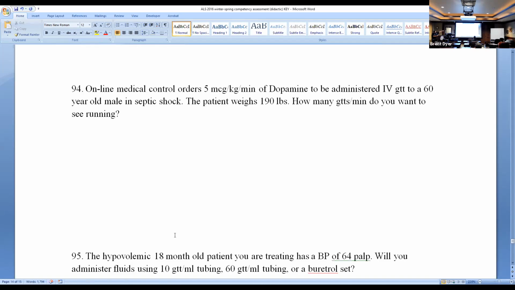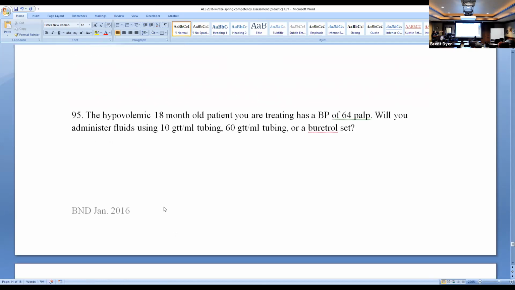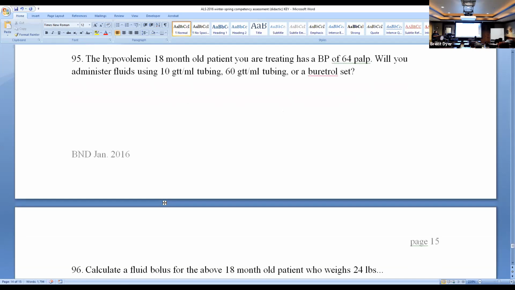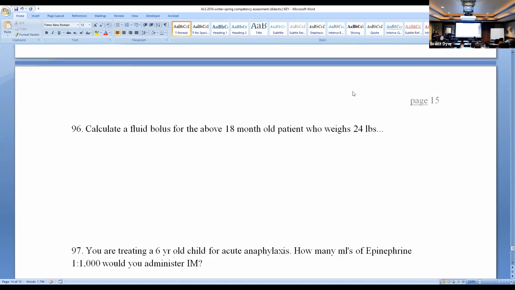All right. Moving on. Oh, look there. We just answered number 95, did we not? 10 drops. Number 95, 10 drop. That's a pediatric patient that would need immediate vascular access and volume expansion. We don't have time to wait. We need something fast. We need 10 drop. Number 96, calculate a fluid bolus for the above 18-month-old patient who weighs 24 pounds.